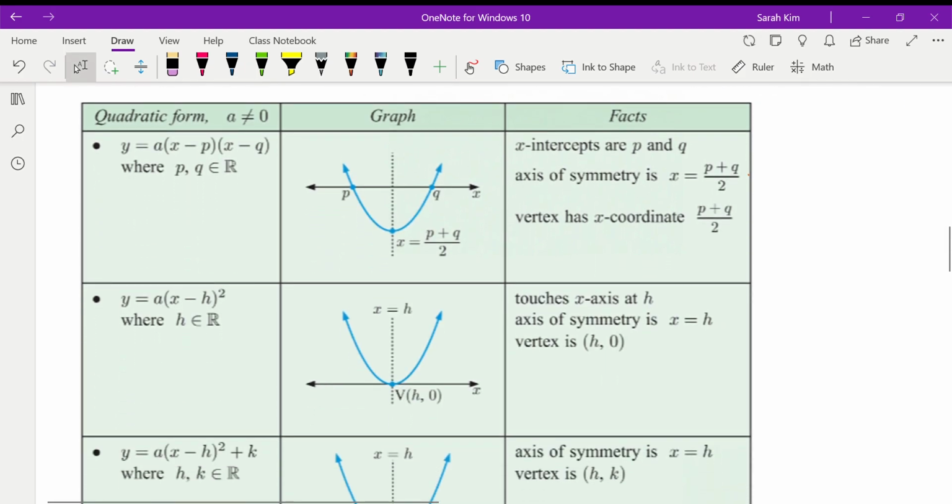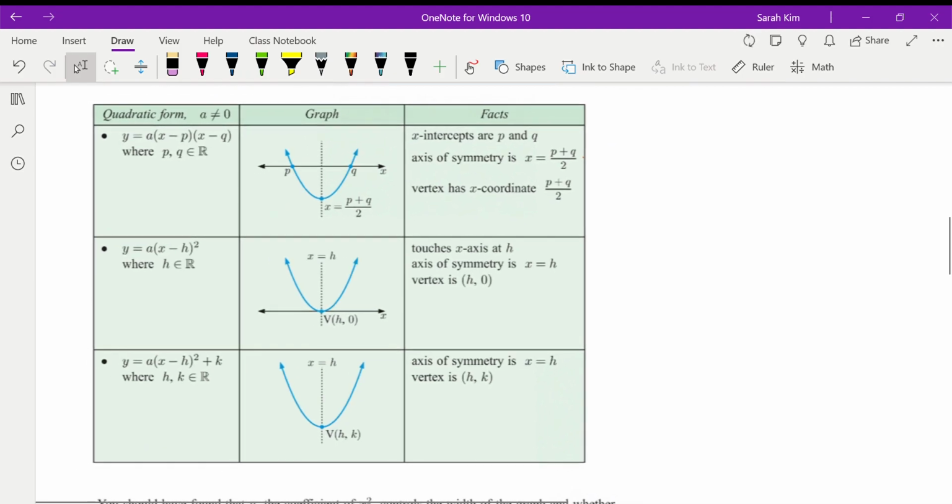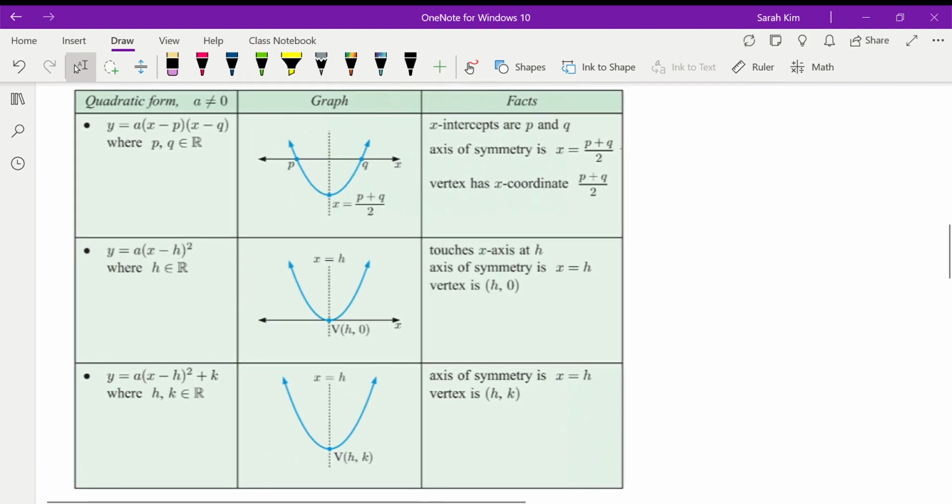Alright, let's move on. There's three different quadratic forms you need to understand and be able to transfer things out of. So let's say we have this quadratic form where it's basically in brackets, it's factorized form with two linear factors. So this can tell me two things. Because it's x minus p, if I use null factor law with these two brackets, I should have my x-intercepts, my zeros, at p and q. So if I solve it, I get x equals p or q. That's why it corresponds to the x-intercepts on the graph where I've highlighted it.